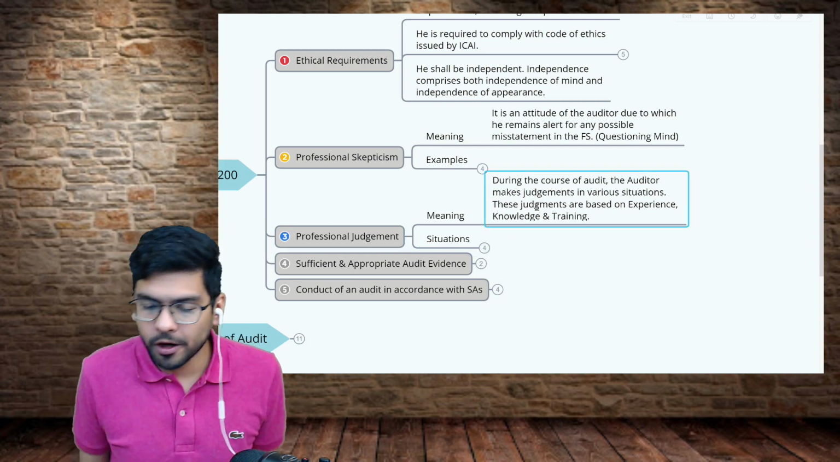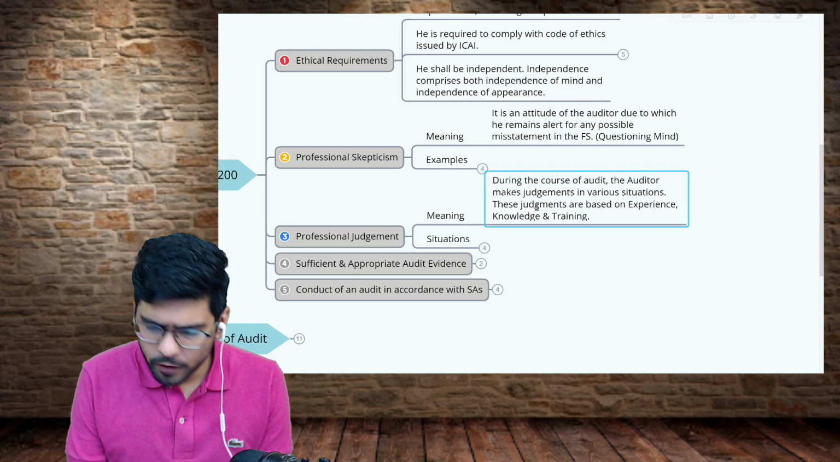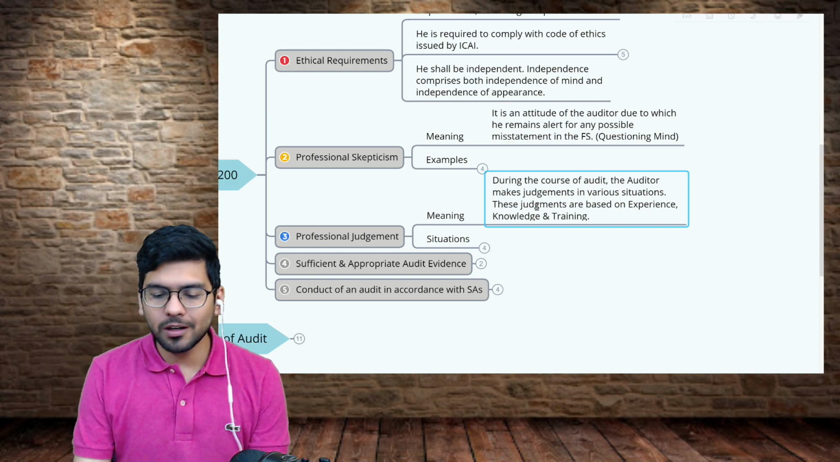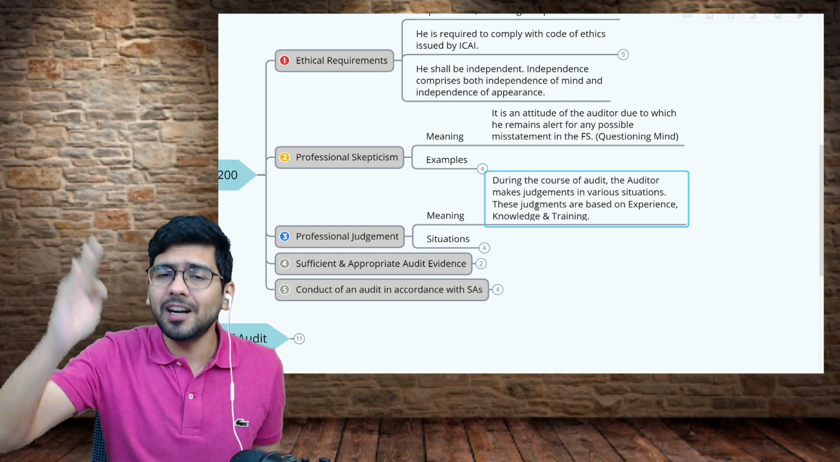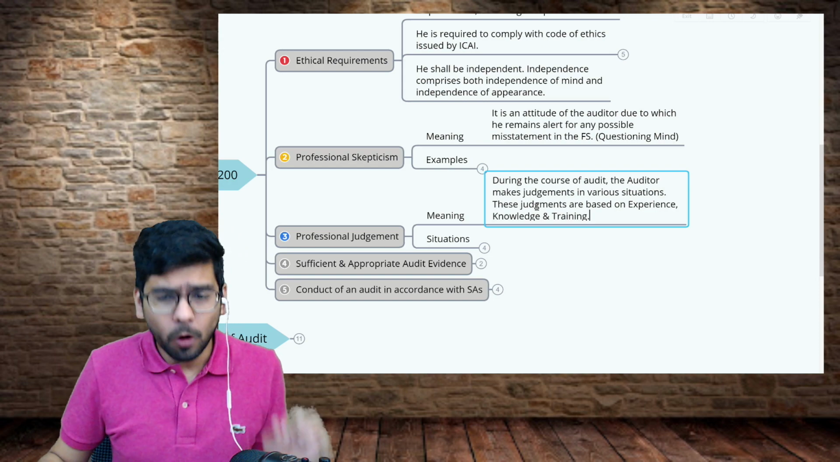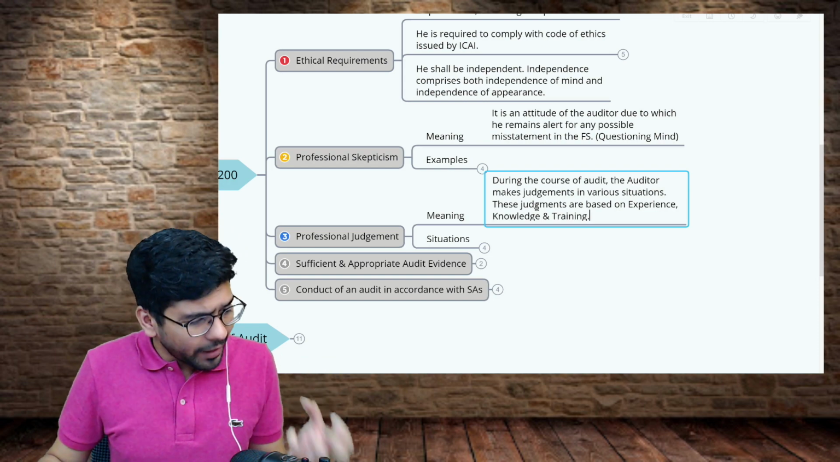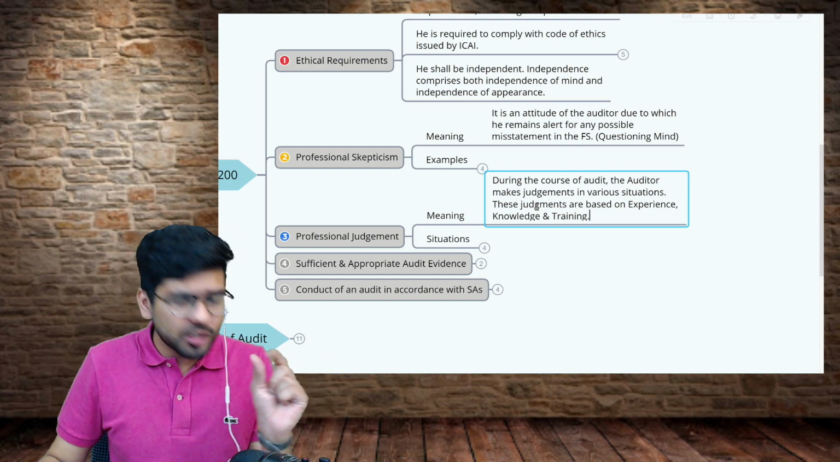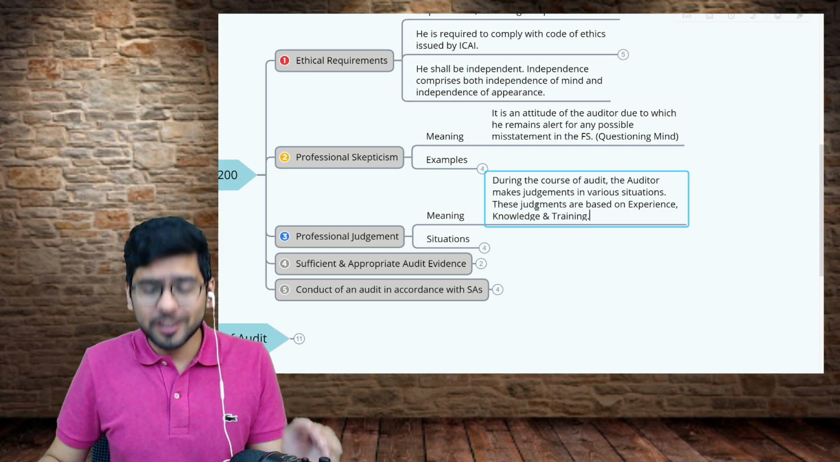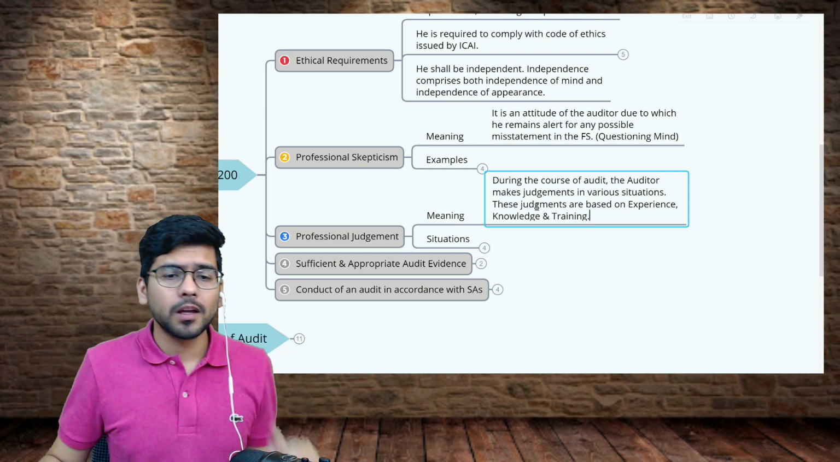So what is professional judgment? During the course of audit, the auditor makes judgments in various situations. These judgments should be based on EKT. Remember the word EKT: experience, knowledge and training. Always remember, if they ask you to write something about professional judgment, mention these three words, that decisions must be based on experience, knowledge and training.